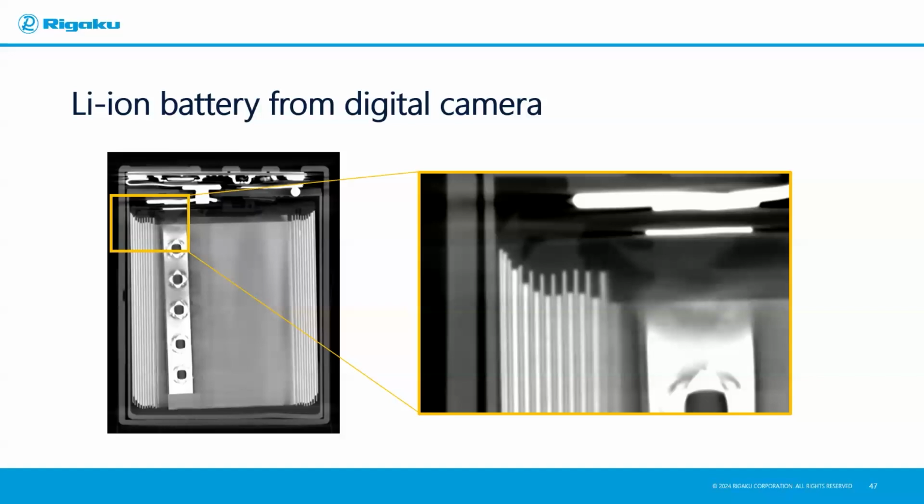You can also see there's some heavy metal things. This is the inside of the roll. And this would be quite complicated to segment. So I'm going to show you how we did that. So this is a good battery. What does a bad battery look like?